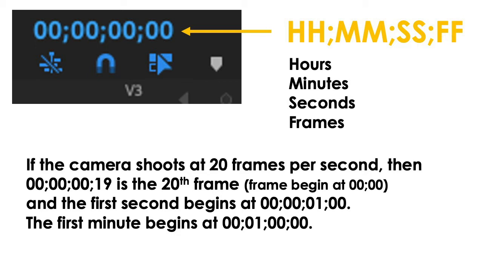frame number. So if it's 20 frames per second, which is a common format, then when you get to 19, the next frame is the next second. So this is zero, down here it'd be 0 hours, 0 minutes, 0 seconds, 19th frame. And then the next frame would be 1 second in. So that'd be 0 hours, 0 minutes, 1 second, and no frames. And then when you get to the first minute, that would be 0 hours, 1 minute, no seconds, no frames.